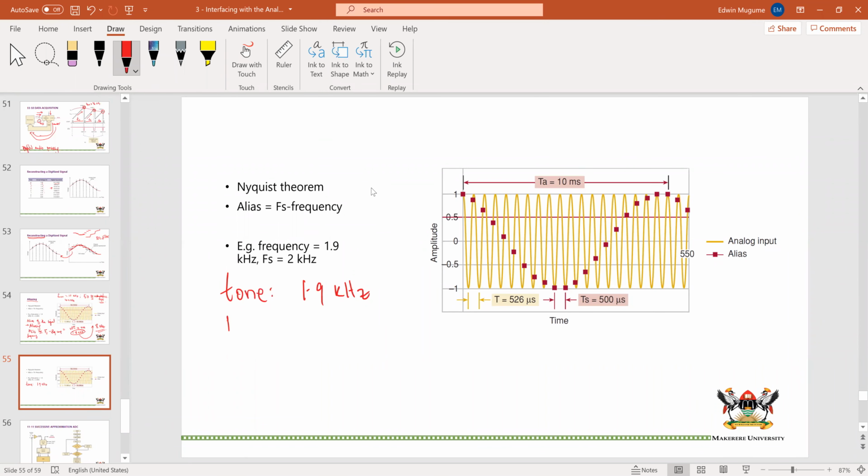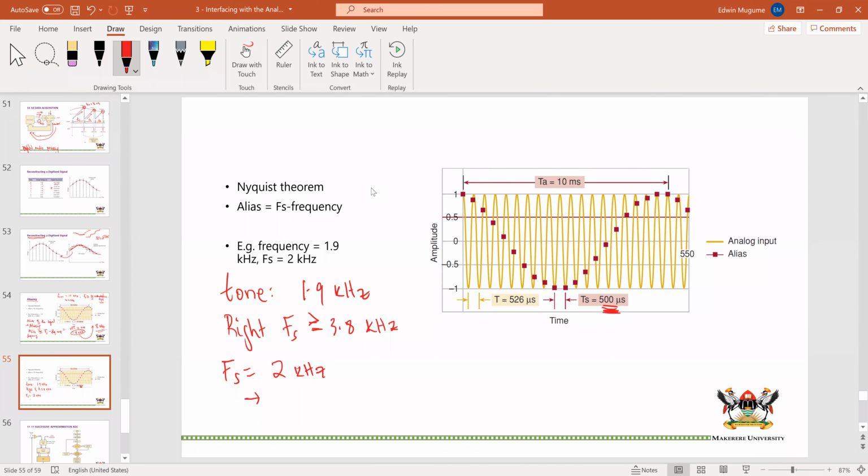And so really the right fs should be greater or equal to 3.88 kilohertz, or kilosamples per second. Unfortunately, you see they have sampled at fs of 2 kilohertz. You can see these samples at 500 microseconds.